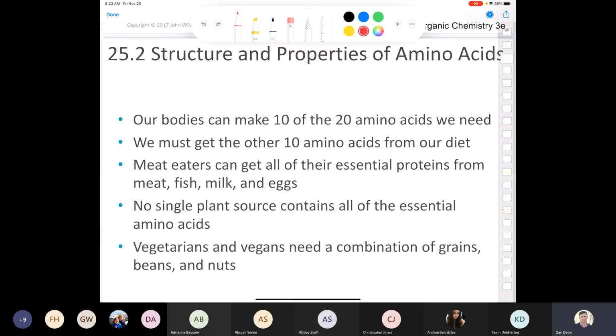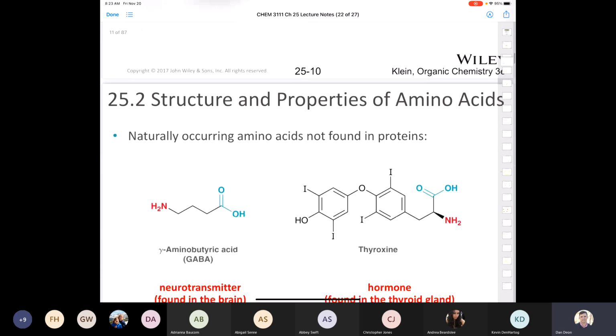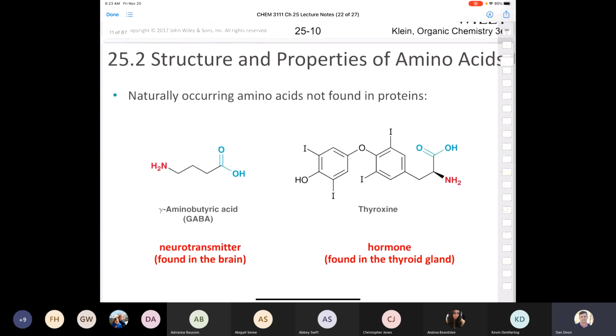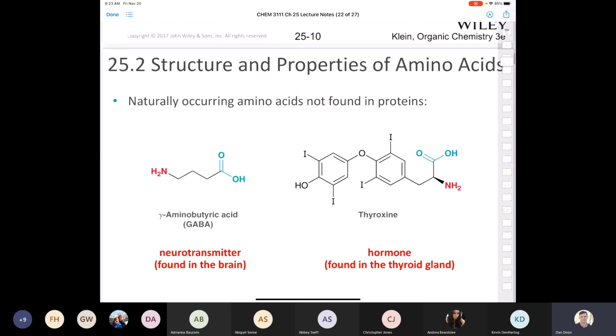Our textbook has a little bit more information about this, but this is about the depth that you need to know about essential and non-essential amino acids. An amino acid contains an amine and a carboxyl group. It's not that uncommon to have molecules besides the 20 naturally occurring amino acids that contain amino groups and carboxyl groups.